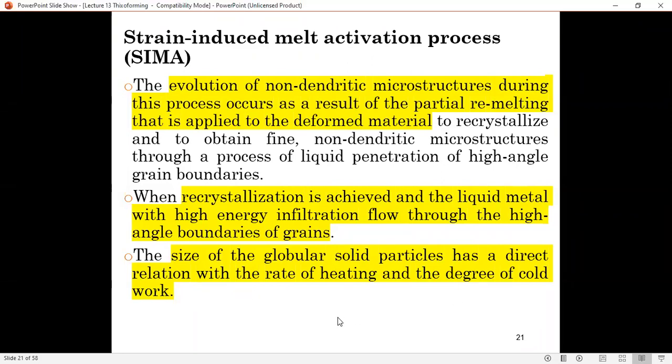So basically, it depends on different materials. Then you have to look at the rate of heating, also how much cold work you have to do on the materials to convert it into a good Thixo material.